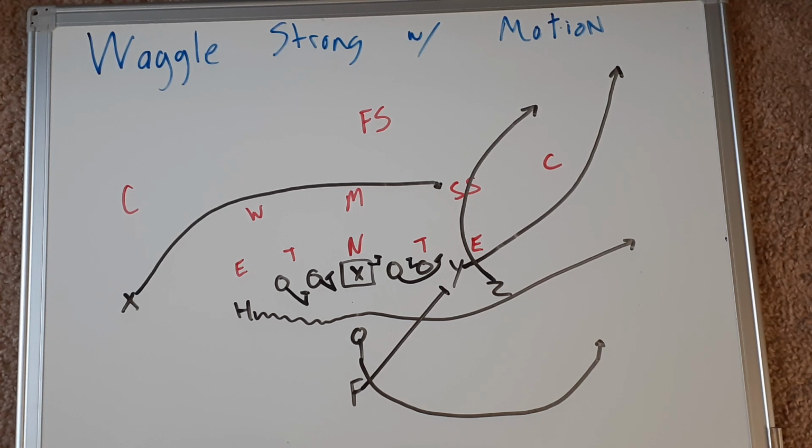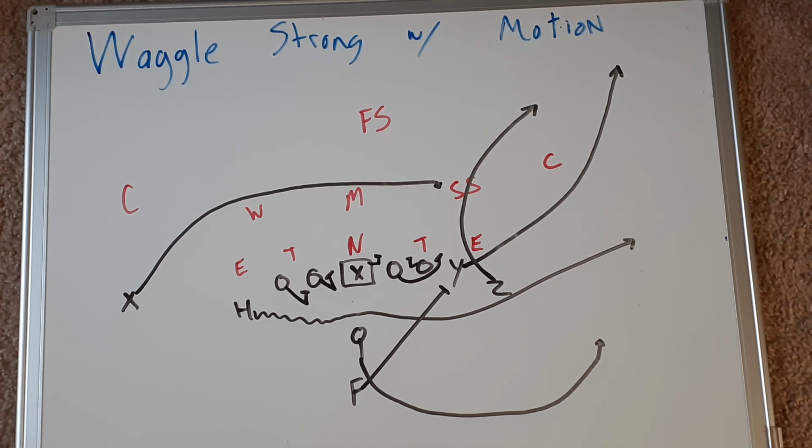Now our H, we either have the H run an arrow or a swing based on what the pressure is when he gets across motion. Our fullback can help on the play side, or he can help on the back side, wherever we feel that pressure, where we need to help that out. And then after the fake, the quarterback gets his depth and then wants to attack the line of scrimmage.